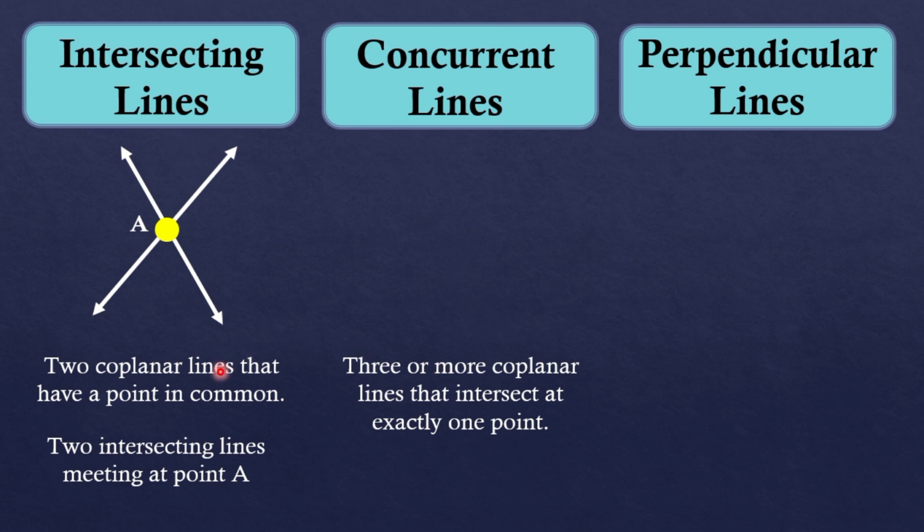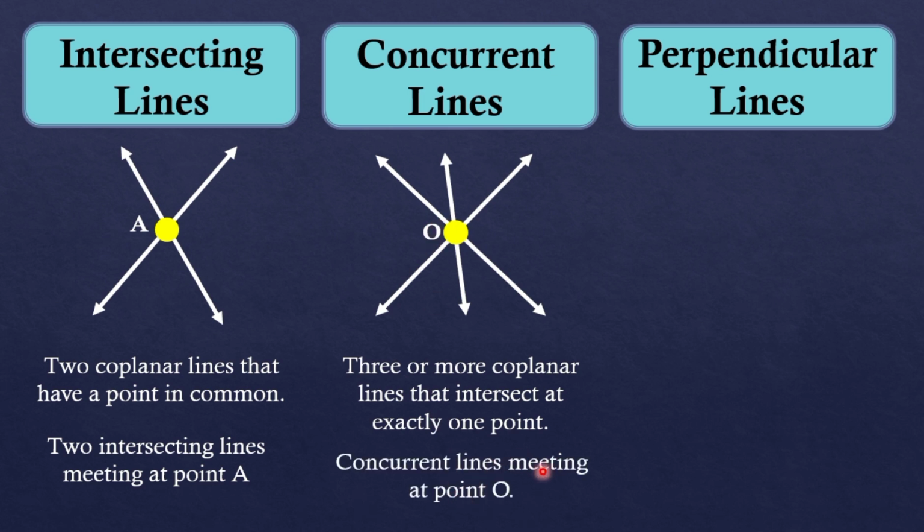So, hindi lang siya two. Okay? So, ito po ay 3 or more na po. So, kung ang intersecting lines ay 2 lines lang, ang concurrent lines, 3 or more na po ito. 3 or more coplanar lines na ganun din po, nag-i-intersect sila at exactly one point. Okay? So, 3 or more coplanar lines na kung saan nag-i-intersect sila sa isang point lang. So, in this figure, saan sila nag-intersect? Sa point O. So, concurrent lines meeting at point O. So, dito sa figure na to, this is the point of intersection.